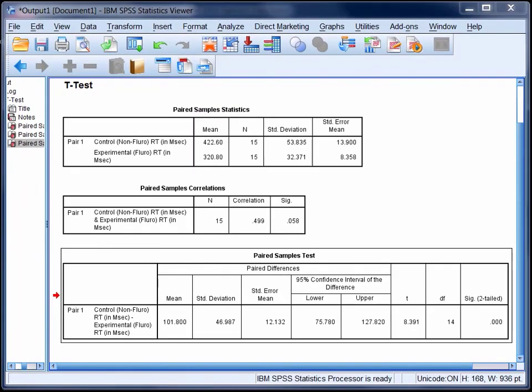Although these two means certainly differ, a null hypothesis significance test, in this case a paired samples t-test, is required to determine whether or not they differ by more than would be expected by chance.